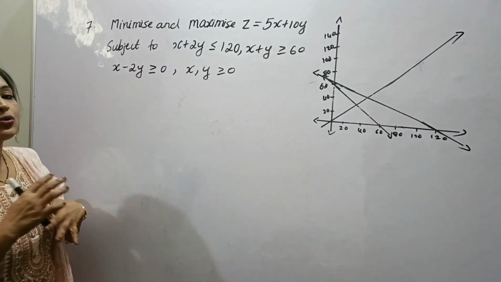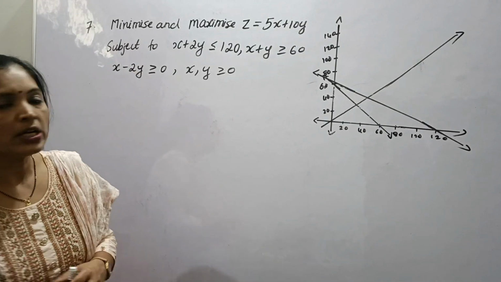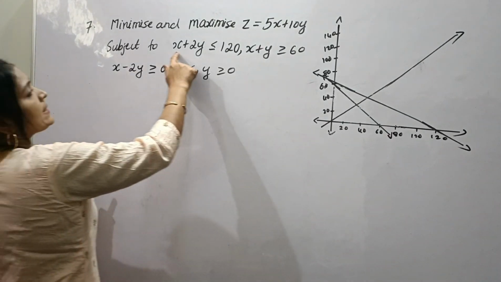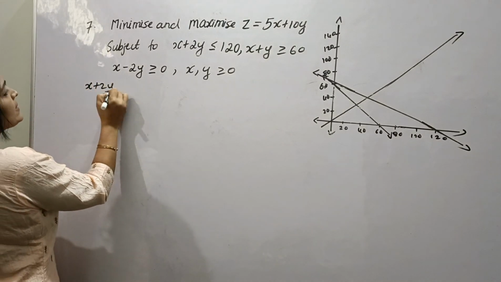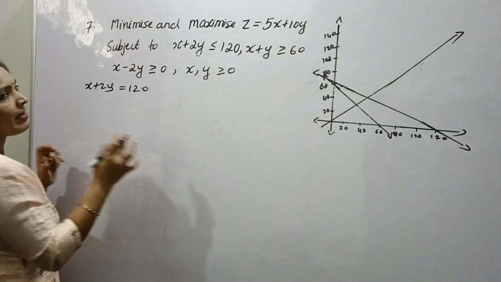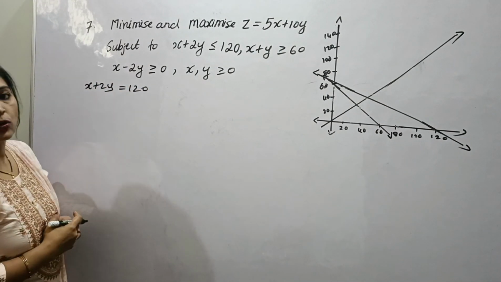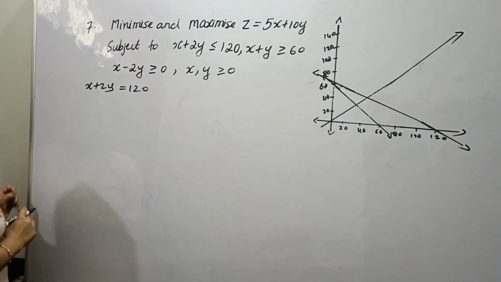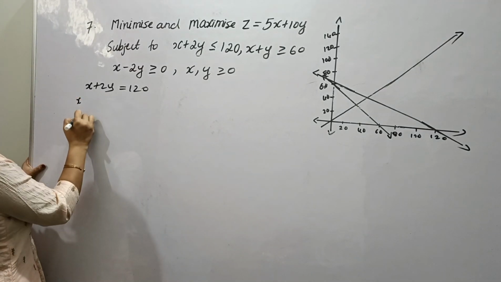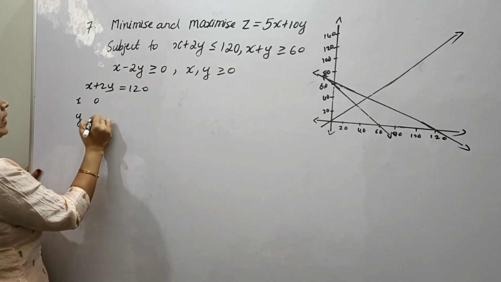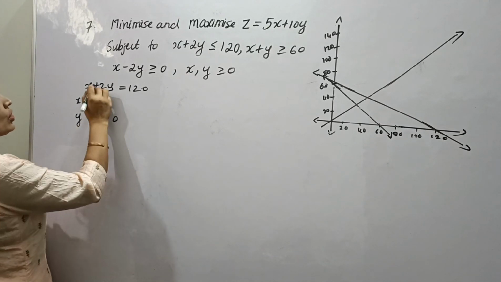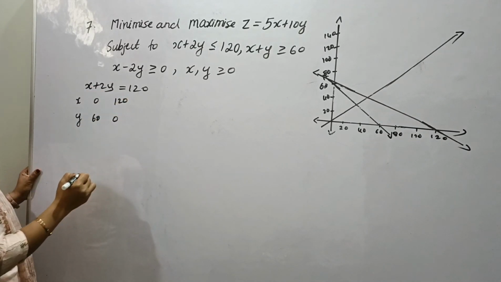So for that, first of all, we have to draw the graph. Let's consider the given constraints. x + 2y ≤ 120. To find the values of x and y, take equal. x + 2y = 120. First put x = 0. What is y? 60. When y = 0, x = 120.